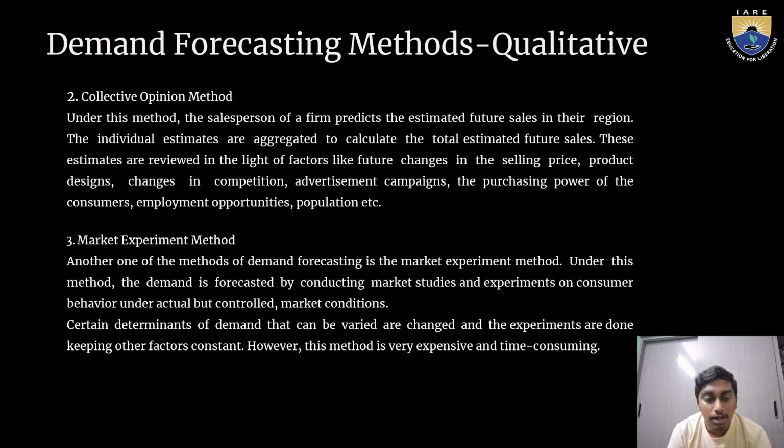Market experiment method. Another one of the methods of demand forecasting is the market experiment method. Under this method, demand is forecasted by conducting market studies and experiments on consumer behavior under actual but controlled market conditions. Certain determinants of demand that can be varied are changed and experiments are done keeping the other factors constant. However, this method is very expensive and time consuming.